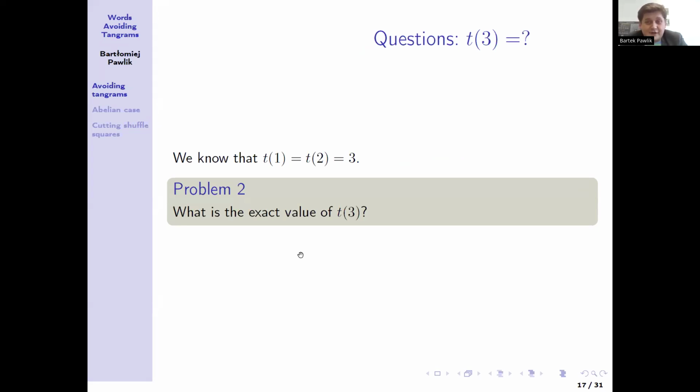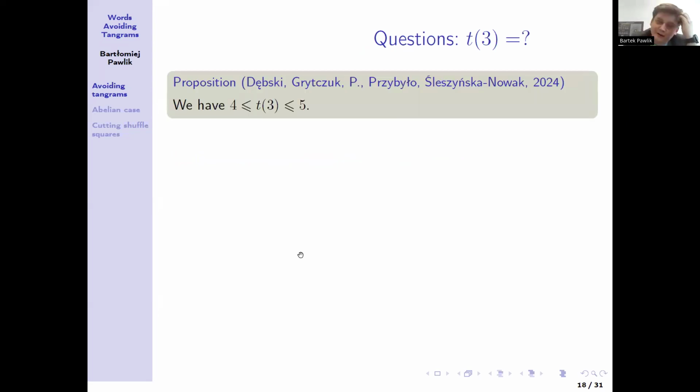And what's with t3? So now I will show you something that's no longer relevant, actually, but the argument is nice, so why not? I will explain the irrelevance later. So we managed to show that the smallest alphabet size for which the arbitrarily long tangram free word exists is 4 or 5.